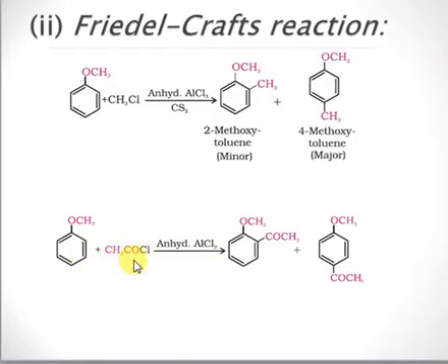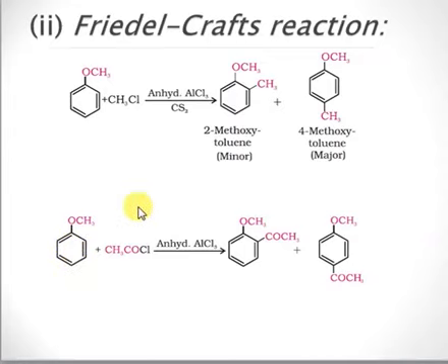So this is the acetyl group, and to this chlorine is attached. This is acetyl chloride. Again, the catalyst will be anhydrous aluminum chloride. Now we get the acetyl group at the ortho position and the acetyl group at the para position.